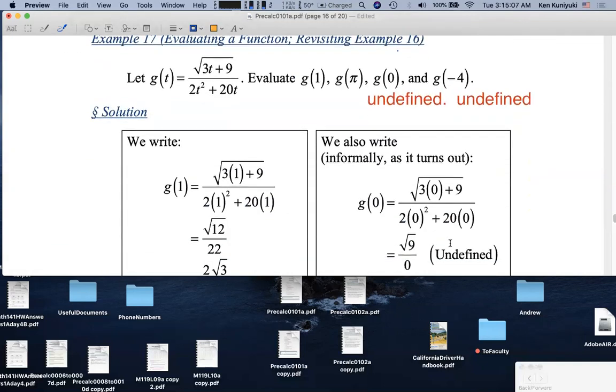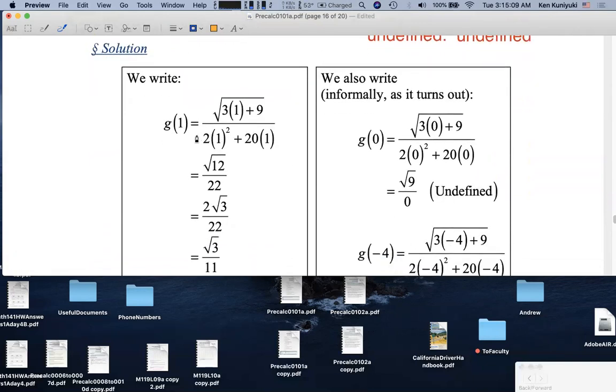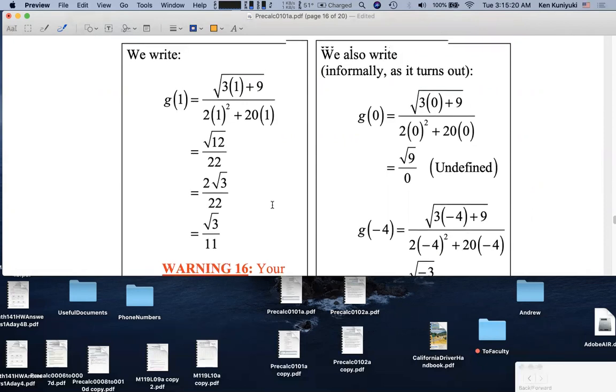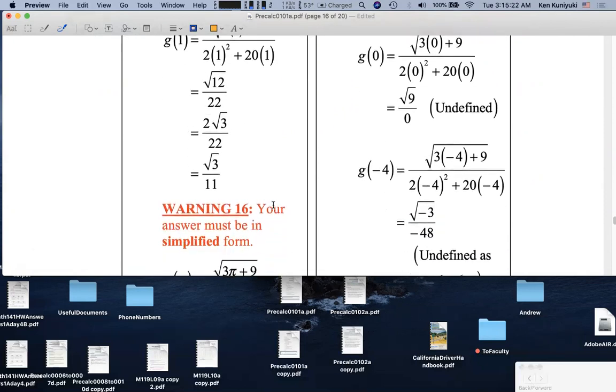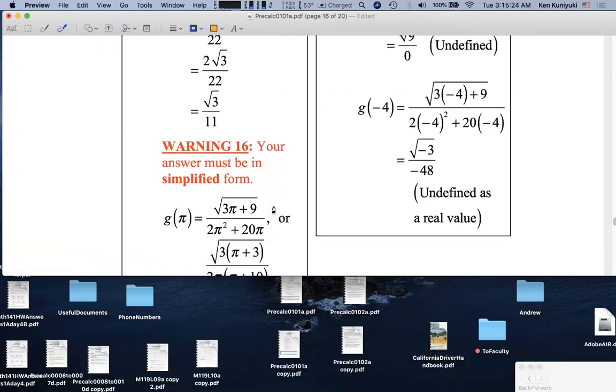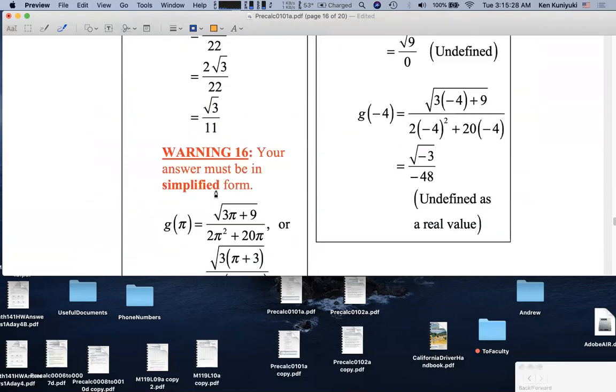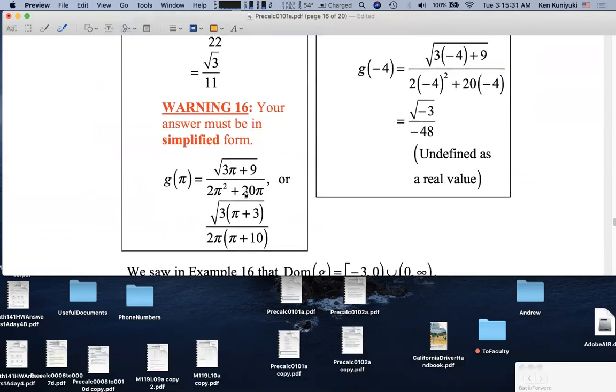So for example, if you plug in 1 for t, we find that g of 1 simplifies to root 3 over 11, which is a real number. It's kind of ugly looking, but it's a real number. 1 is clearly in the domain. What about g of pi? We'll plug in pi for t over here. The result might be kind of ugly looking, but it's a real value. So pi is in the domain. We get a real output.